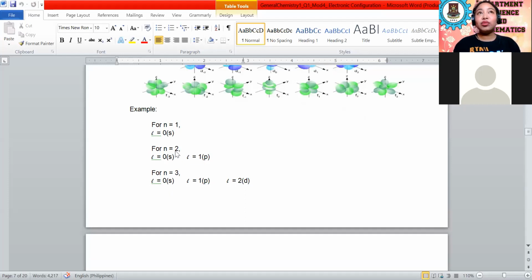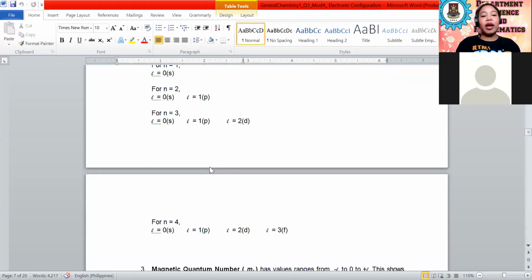For n is equal to 2, we have 0 to n minus 1. If n is equal to 2, 2 minus 1 is 1. So we have two values of L: L is equal to 0 and L is equal to 1. So we have two subatomic orbitals, the S and the P. For n equal to 1, we have only one subatomic orbital, that is S. For n equal to 2, we have two, the S and the P.